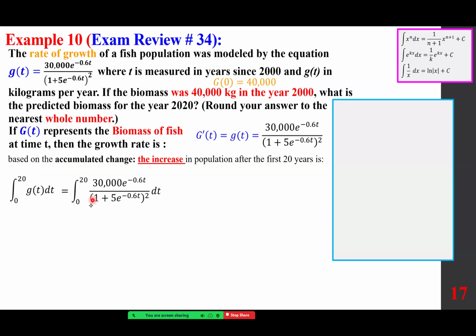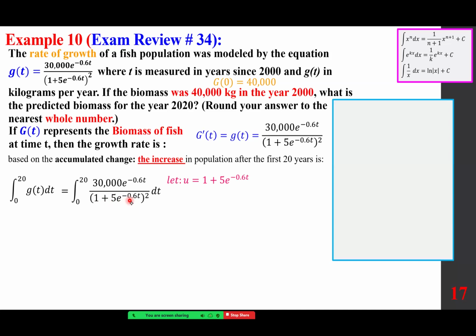Now, again, the reason it's here is because it requires the substitution method. So anytime you have a fractional format, number one, you make sure it's in a simplified format. And number two, the denominator without the choice of the exponent is u. So u is this expression, 1 plus 5 e to the power of negative 0.6t.